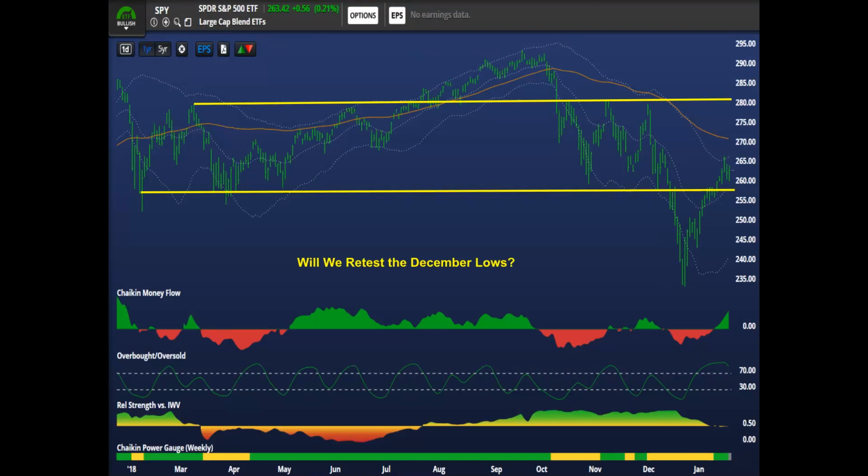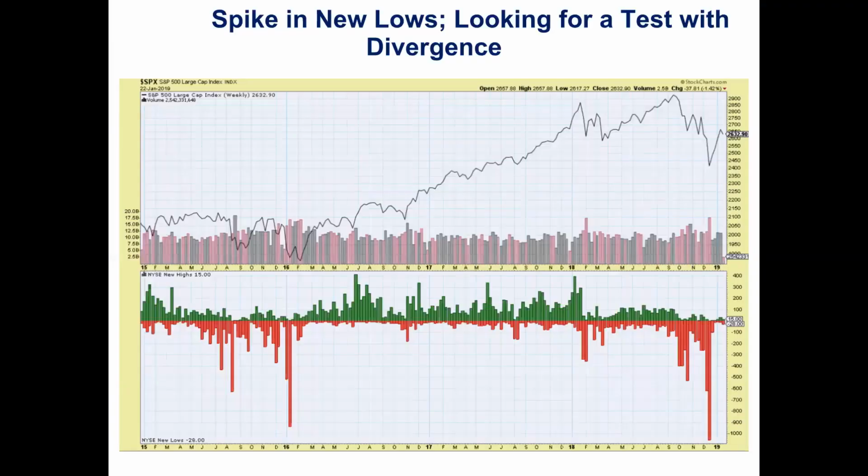So the question that I get a lot is, will we retest the December lows? And whether you think we will or we won't is not as important, because regardless of what's going on bigger picture for the market, there are always parts of the market that are leading and lagging, and opportunities on both sides of the portfolio. And that's what we're going to go through here today.